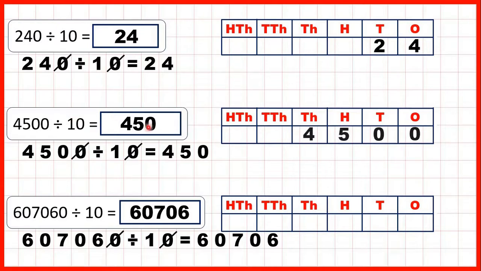So for this question, we had 4,500 divided by 10. We can remove this 0 and shift the digits one place value to the right, and that gives us 450 as our answer. And then for this question, we had 607,060. We have a 0 on the end, so we can get rid of the 0, move the digits one place across, and now you can see that we have our answer, 60,706.